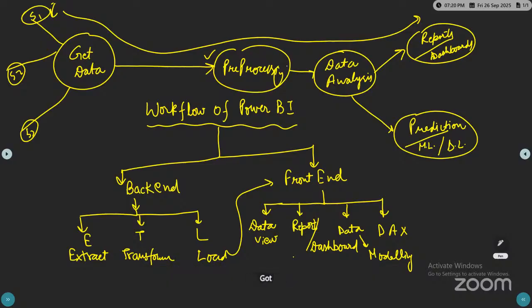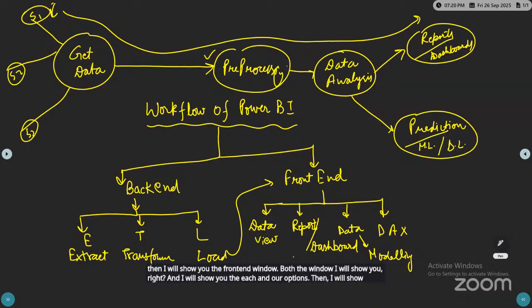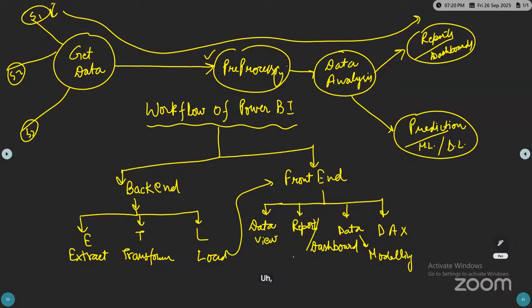Got it, everyone? Understood? Now I will open the Power BI Desktop, and I will show you the backend and the front end window, both, and each and every option. Then I will show you how we can do the transformation and how we can load the data to the front end. In the next lecture we will see how we can make the charts. If it is possible today, I will do it today only. If not, we will go for the next lecture. Next week also we will have one demo session, so I will complete the reports and making the dashboard that day. It depends on the time.